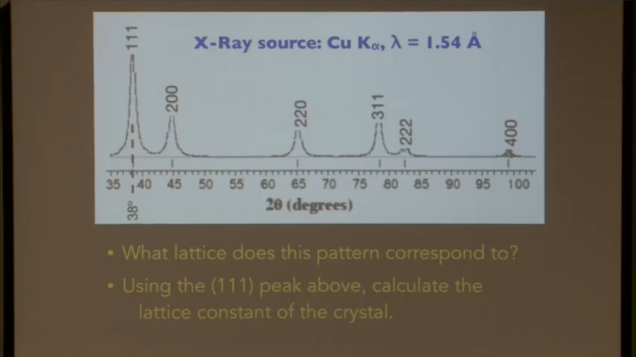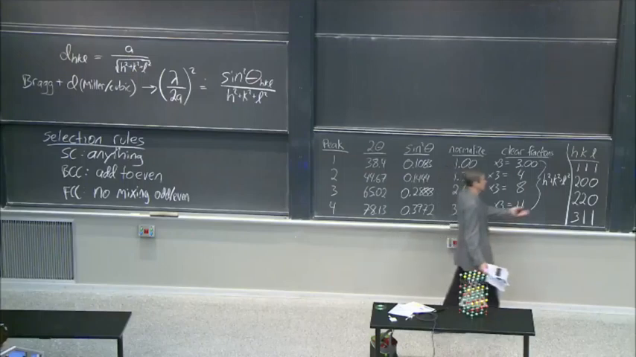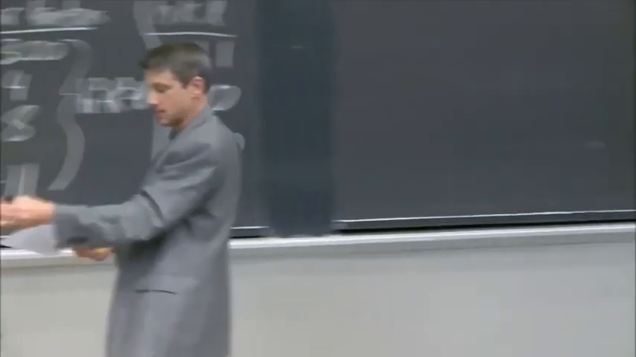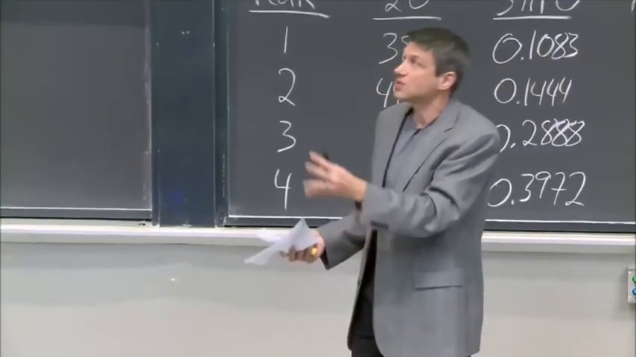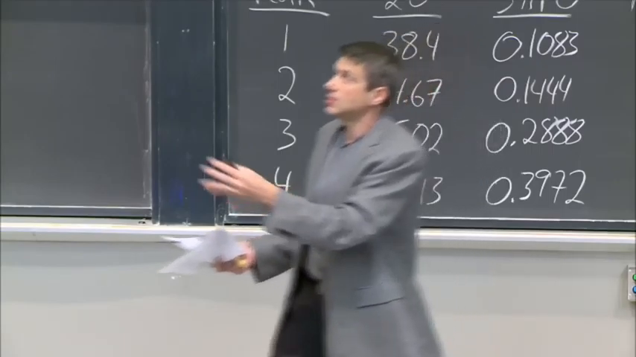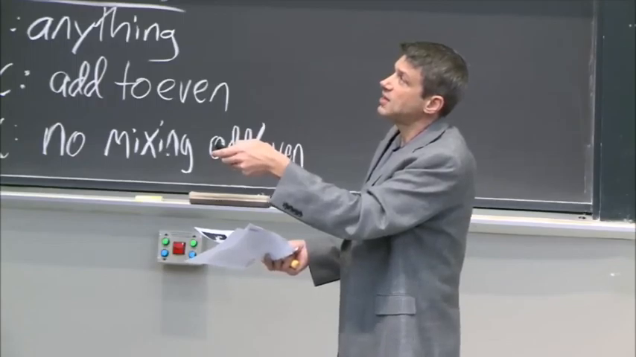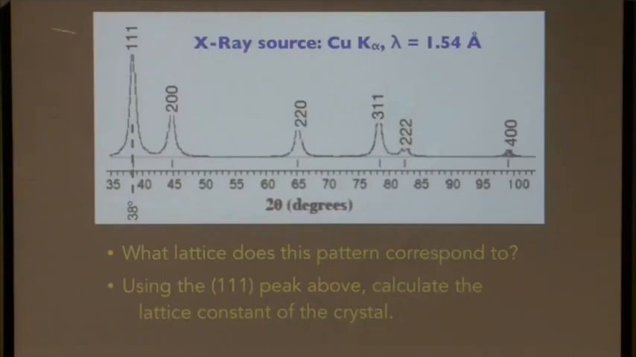First thing is, what lattice, what symmetry does this correspond to? Is it simple cubic, body-centered cubic, or face-centered cubic? Can we get that? We can get that because of the exact same thing that we just talked about. If it were simple cubic, you'd see all the peaks. But some peaks are forbidden, so they don't show up. And you only get peaks that look like an FCC according to our selection rules. No mixing of odd and even. That works. So this is an FCC crystal. So I've already learned that.